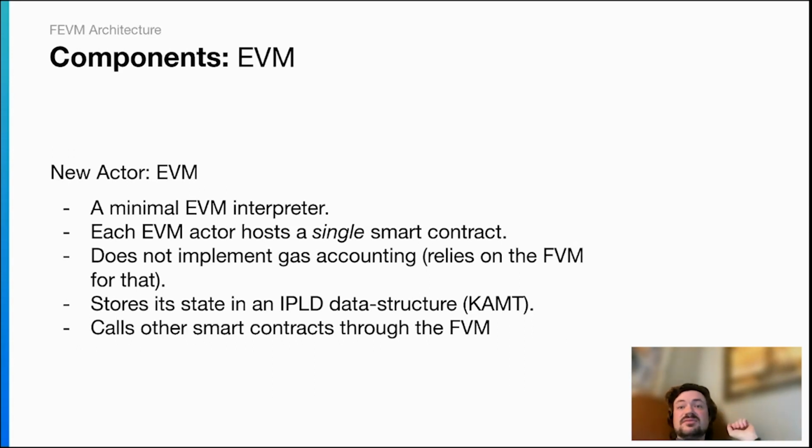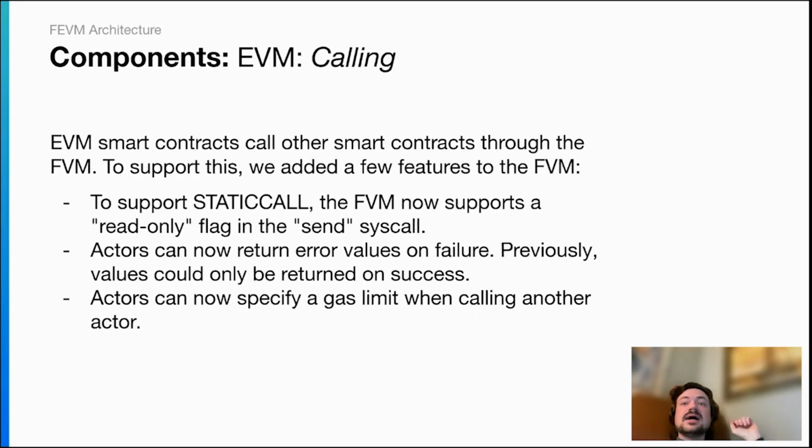Now I'm going to get into some of the specifics. Calling. The way we've done calling is we call through the FVM. We've had to add a few features to the FVM to support this. First, we've added a read-only flag to send to support the EVM static call. The EVM has this concept of static call where you can call into a contract, but prevent that contract from making mutations. We've added a flag that lets you say, "Hey, this send is read-only."